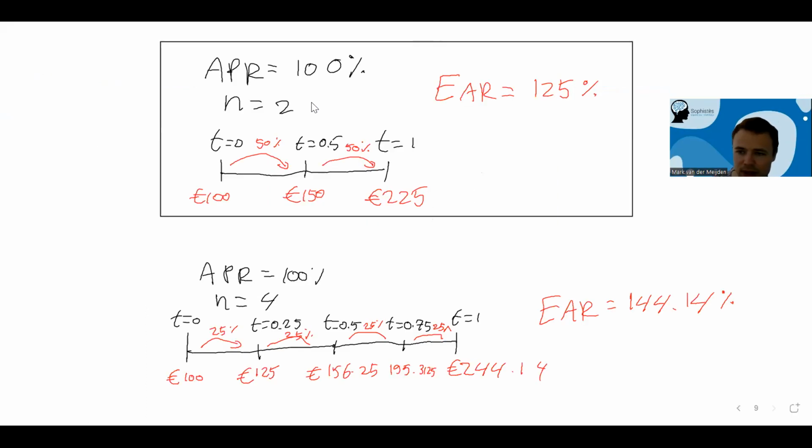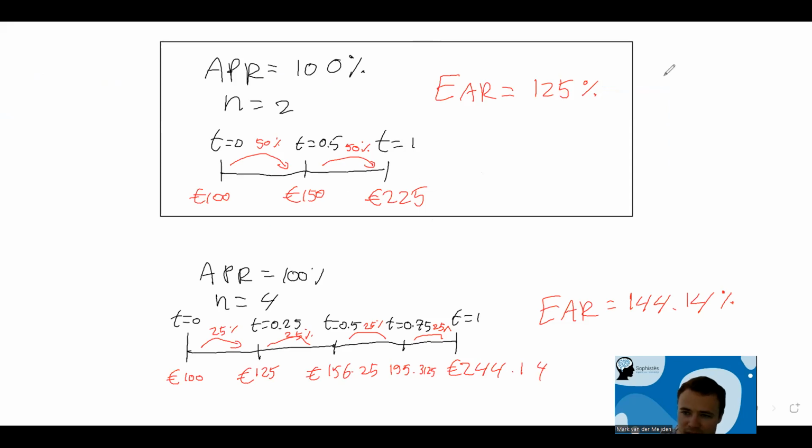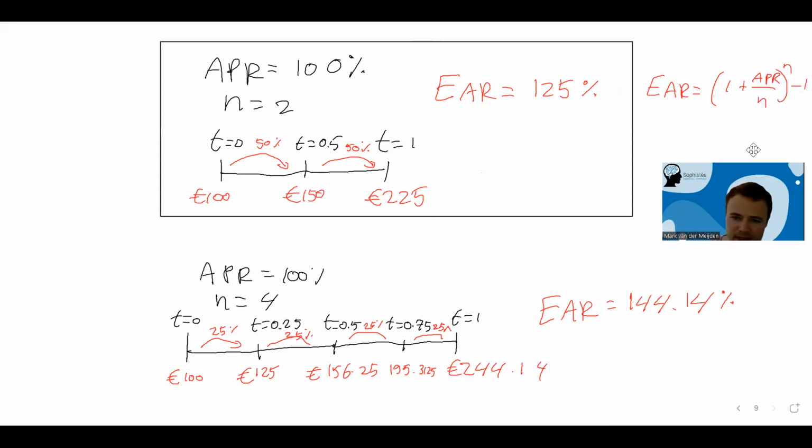So the formula, I will also write it down here. Effective annual rate is 1 plus APR divided by N, to the power of N, minus 1. That's the formula here. You see it? Okay. Could you give it a try? See if you also get 125.